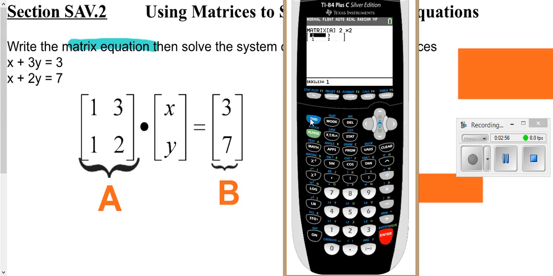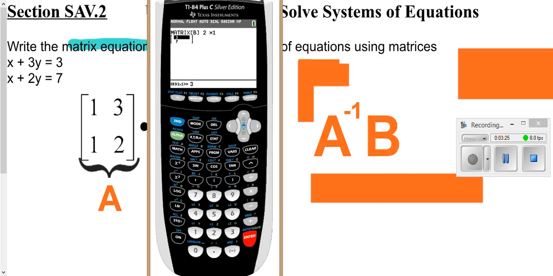Now I have that typed in, so I need to quit. Now I'm going to go ahead and type in matrix B. So I'm going to go back to matrix. I'm going to arrow over to edit. Now I need to go down to B. Now I'll hit enter. And I have 2 rows going across, but only 1 column, so it's a 2 by 1. So I'll type that in, 3 and a 7. Now I'm going to go ahead and quit again.